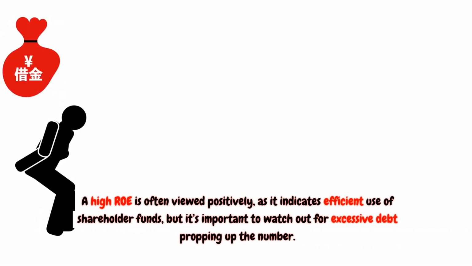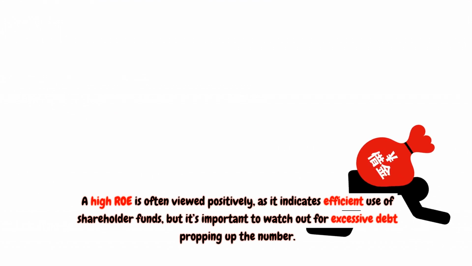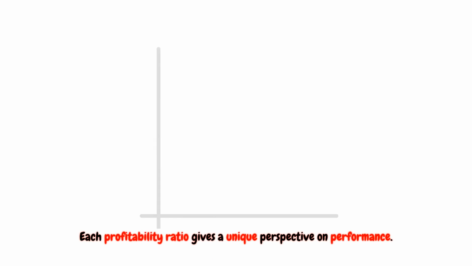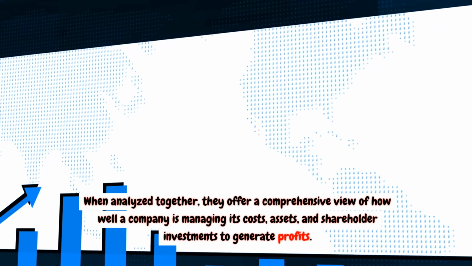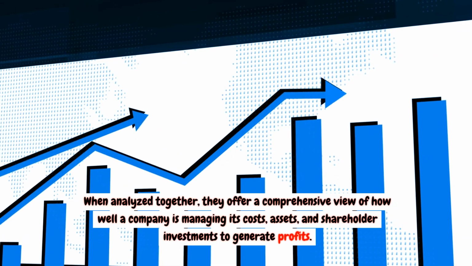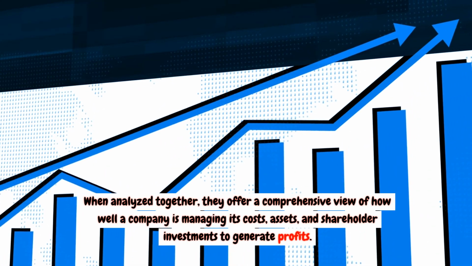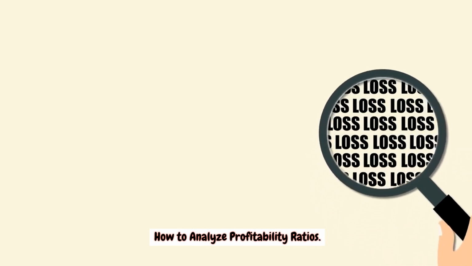A high ROE is often viewed positively, as it indicates efficient use of shareholder funds, but it's important to watch out for excessive debt propping up the number. Each profitability ratio gives a unique perspective on performance. When analyzed together, they offer a comprehensive view of how well a company is managing its costs, assets, and shareholder investments to generate profits. How to analyze profitability ratios.